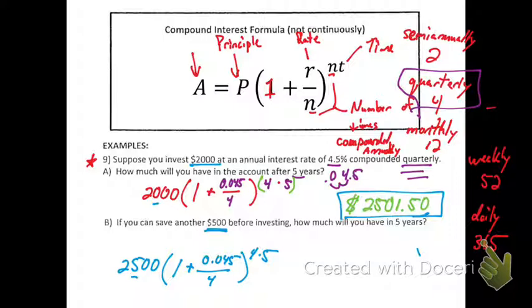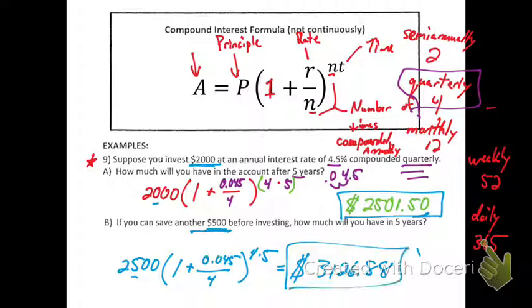All right, you have to have all this work. You can't just have numbers written down to get full credit. And then if you plug that into your calculator, you end up with $3,126.88. Okay, so that means if we invested $2,500 instead of just $2,000, after the same amount of time and same interest rate, we would have more than $600 more in our account, which is good.